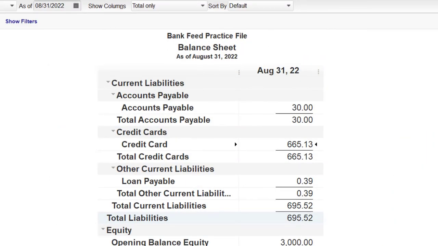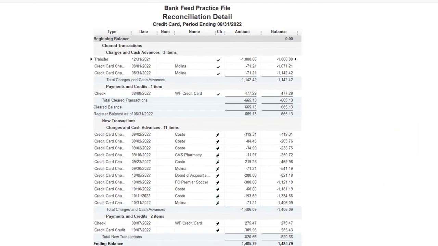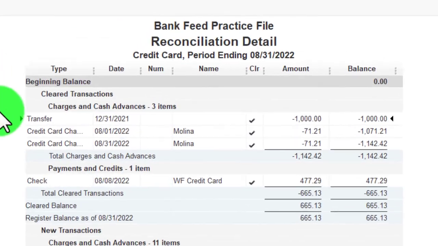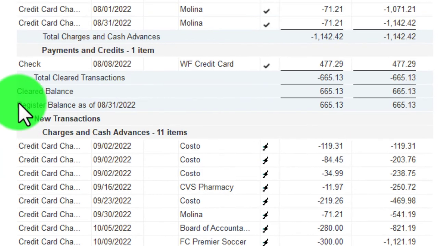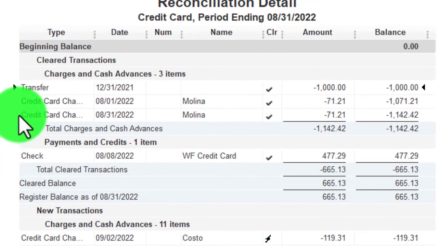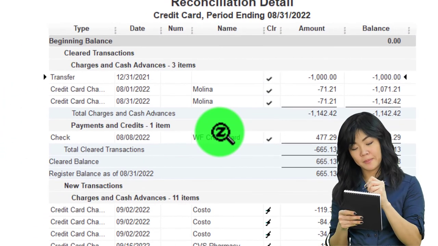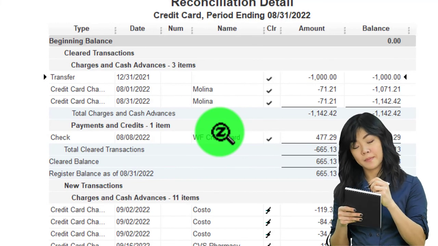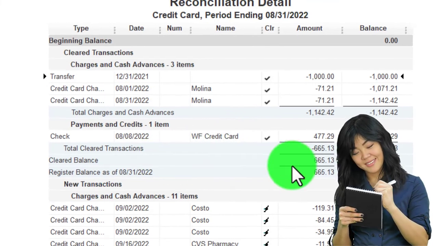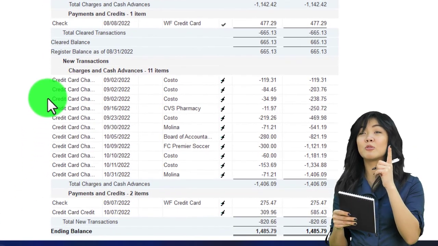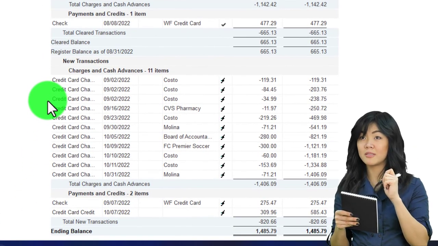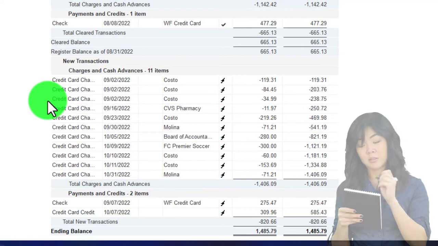So I'm going to close this back out. And then the full detailed report would be the same thing, except you've got all the cleared transactions. These are just mimicking what was on the bank statement up top. So these are the three transactions, which isn't really necessary. It's redundant, but you have that there. And then here's the cleared balance. And again, there's no difference between those two. Then you have the new stuff, which is not really necessary on a bank reconciliation, but QuickBooks adds it.